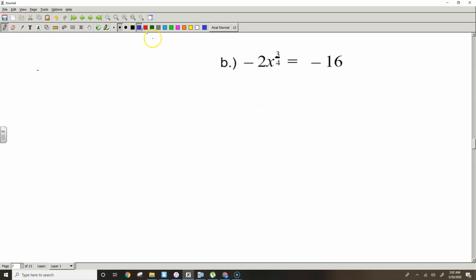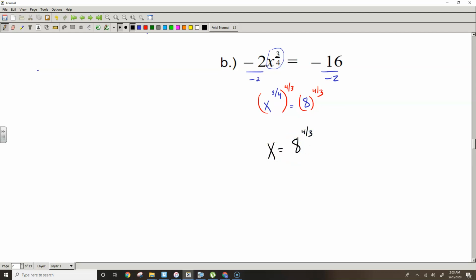All right, so this one, same as before, you want to get x to the 3/4 by itself. So we're going to start by dividing by negative 2. So we have x to the 3/4 equals 8. And then since this is raised to the 3/4, I'm going to raise everything to the 4/3 to get rid of that exponent of 3/4. So I'm going to raise the left and the right by 4/3, and therefore my answer is x equals 8 to the 4/3.